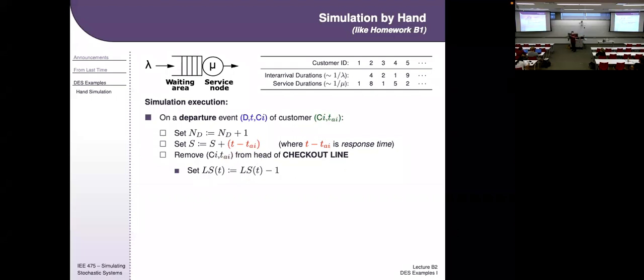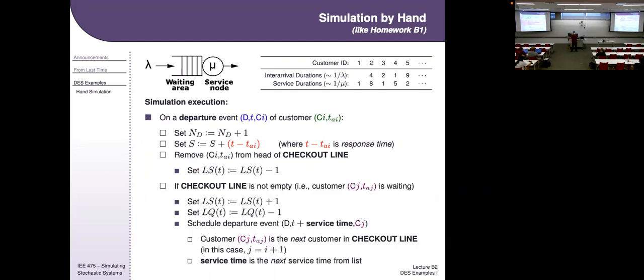So we take them out of the checkout line list, and we subtract 1 from the number of customers in the server. Now, it may be the case that someone else is waiting for the server. So if the checkout line after that point is not empty, so there's another customer waiting, we now add 1 back into that LS. So effectively nothing's happened with LS. We decrease 1 from LQ, and we schedule the departure event.